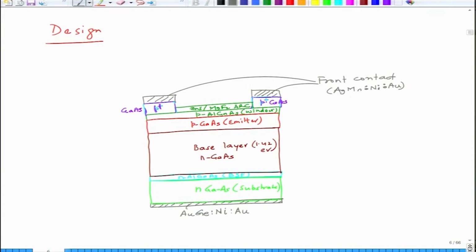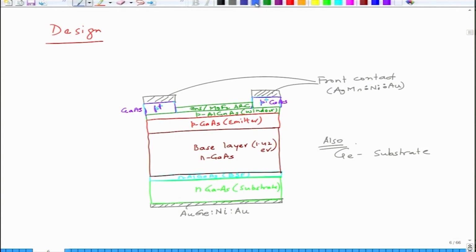These also use sometimes germanium as substrate. Germanium can also be used as a substrate because there is a good lattice match between the two, and we put N gallium arsenide on it because of good lattice match, so that dislocations are smaller in number, so defects are lower. As a result, the dark current is lower, the recombination is lower.